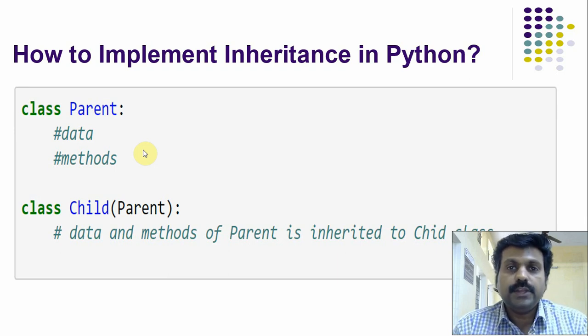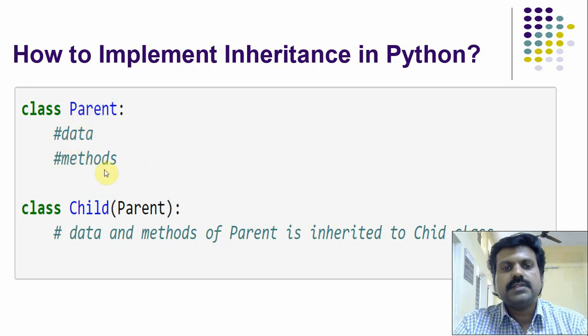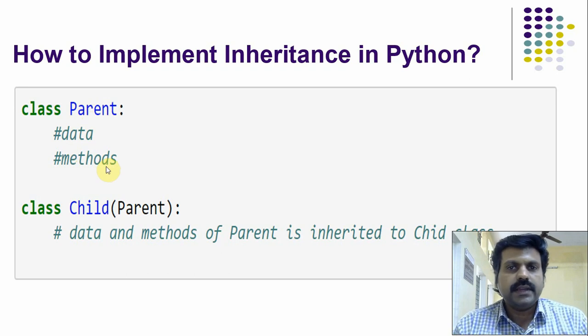Assume that in the new class you want to use the same features, same data, and same methods of the previous class. Through inheritance we can create a new class and inherit the previously existing data and methods of the parent class. So here we have a parent class with data and methods. These data and methods we can inherit to the new child class. That new class is called the child class.